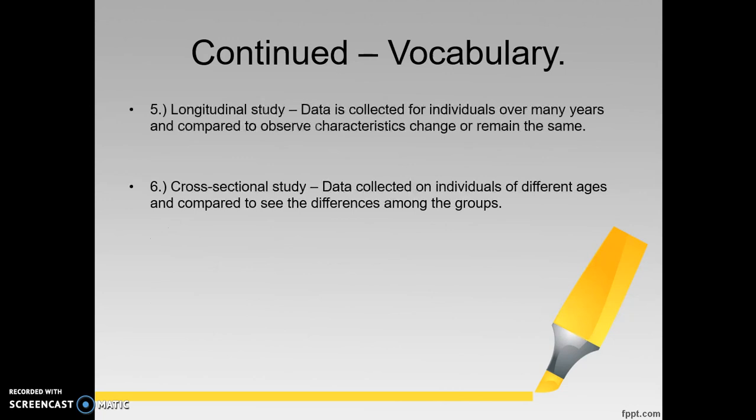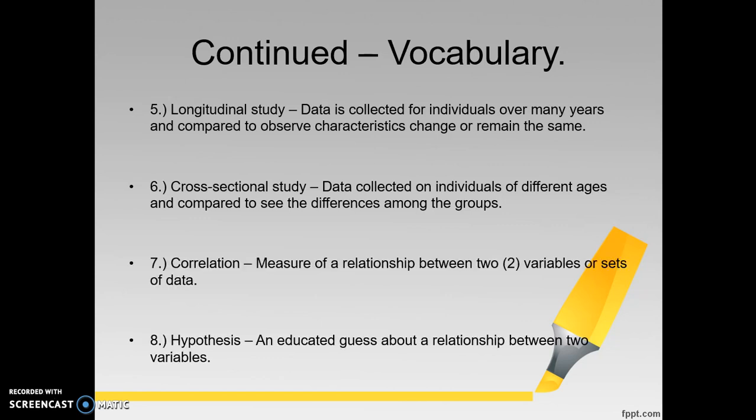Some more vocab. A longitudinal study is data collected for individuals over many years and compared to observe whether characteristics change or if they remain the same. Sorry if there was a typo there. Cross-sectional study: data collected on individuals of different ages and compared to see the differences among the groups. Correlation: a measure of relationship between two variables or sets of data. A hypothesis is an educated guess about a relationship between two variables.